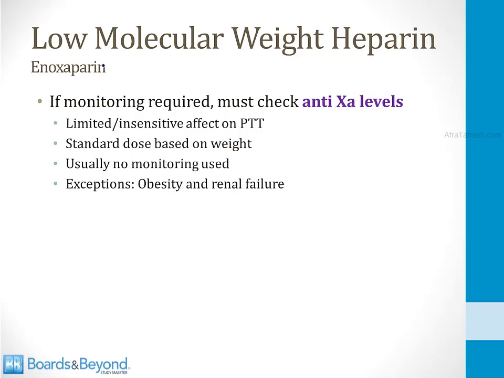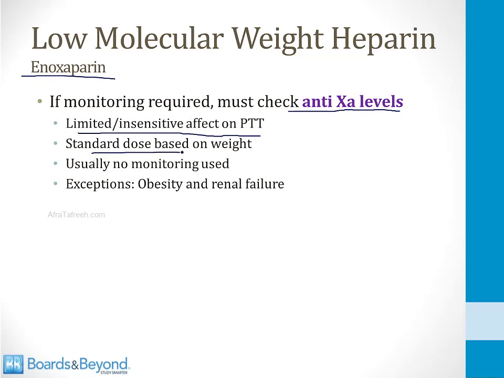There are some special circumstances where we do want to monitor the effects of enoxaparin on the coagulation cascade, and in these situations, we use a special blood test that is only used for enoxaparin, and that's called an anti-10A level. The reason we use this special test is because, like I showed you on the last slide, enoxaparin has a limited and insensitive effect on the PTT.